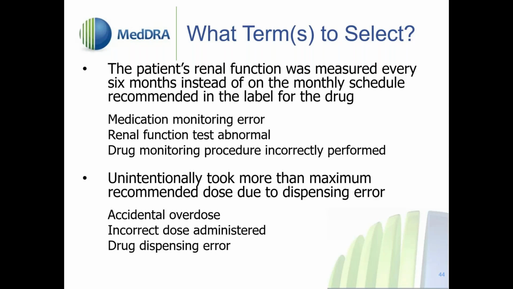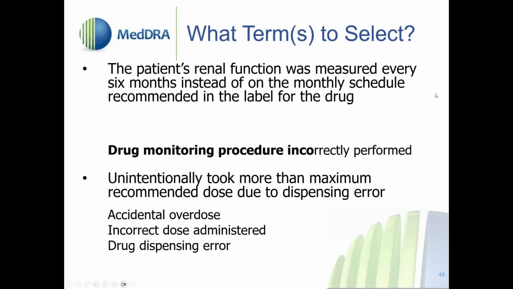That's according to the label of the drug. But instead, their process was to do this every 6 months. So there is an error here in the way that the monitoring was being done. It's not that it wasn't done at all, it's just that it wasn't done correctly. So in this first example, the best option is that the monitoring procedure was incorrectly performed. Not that we're saying that the monitoring error as a standalone option was wrong, it's just that we have something more specific. We have an LLT that specifically captures this particular report.